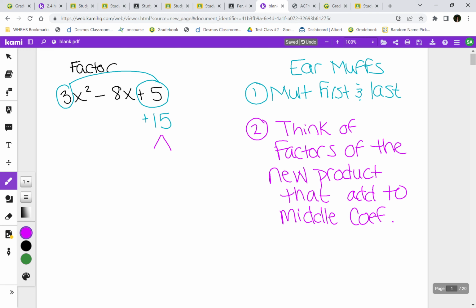Aditya. Negative 5 and a negative 3. Now, in earmuffs, this is the step that everybody forgets and makes everything wrong. So if you forget this step, you're pretty much done for.